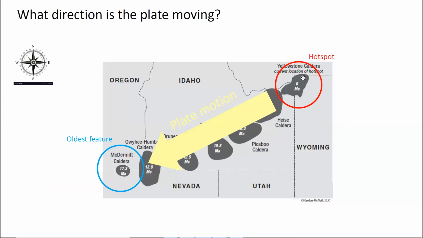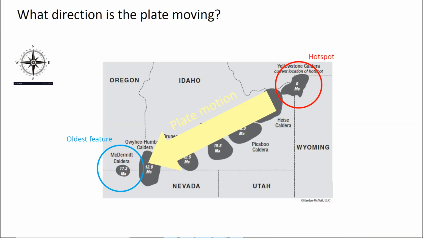So again, these hotspots are stationary over long time scales, whereas the plates aren't. So, assuming that the hotspot hasn't moved, which it hasn't, we're asking what direction this plate had to have moved for the McDermott caldera to get to its current location, and that direction is southwest. So you can also remind yourself as you go through the quiz that the plate motion moves in the direction of newest to oldest.